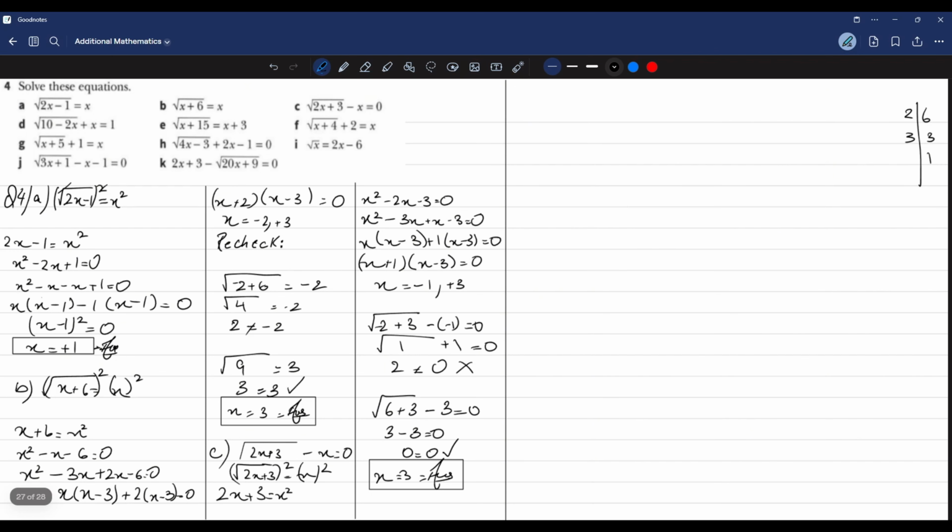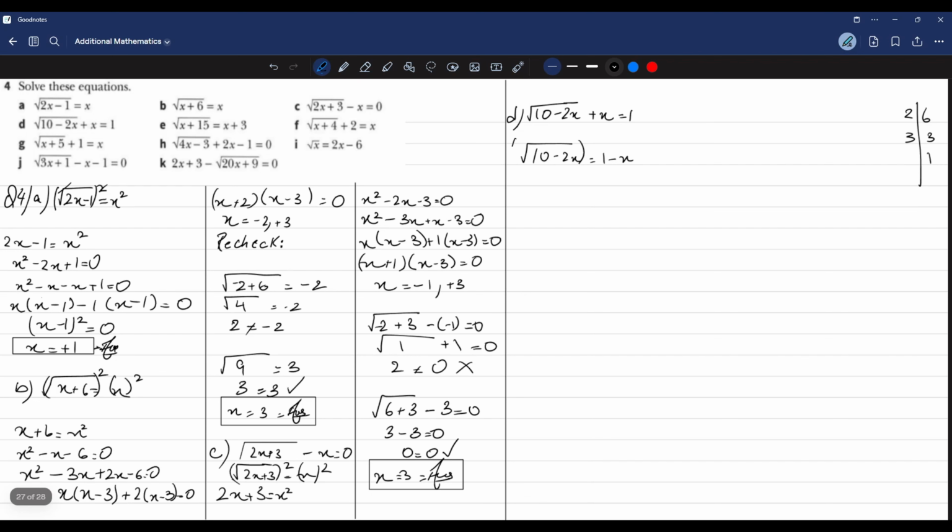Okay, for part D, we have under root of 10 minus 2x plus x is equal to 1. So we have to simplify this. 10 minus 2x is equal to 1 minus x.